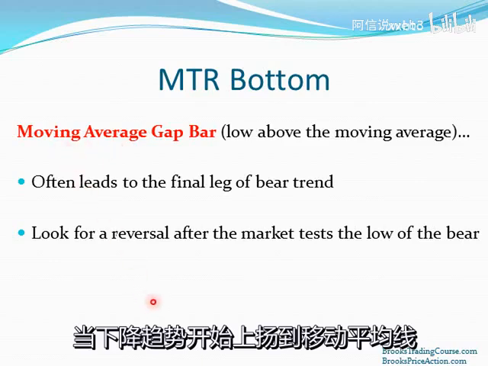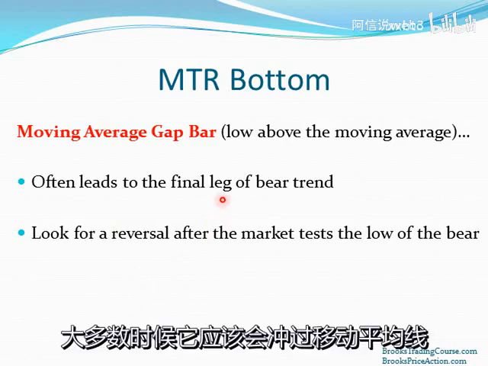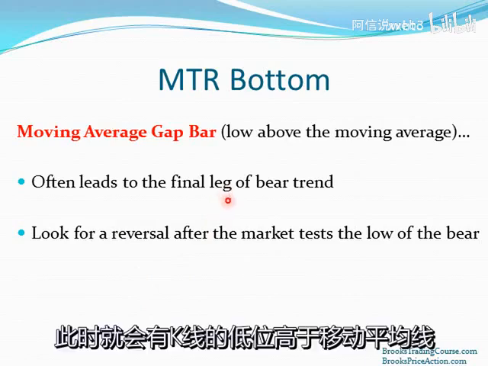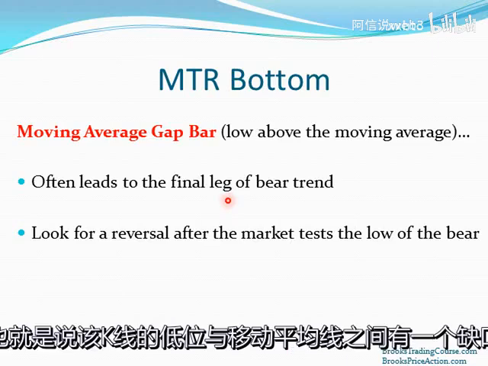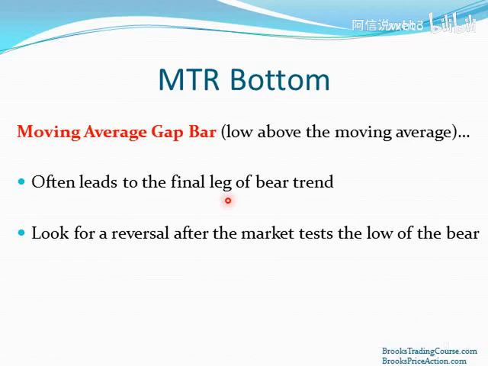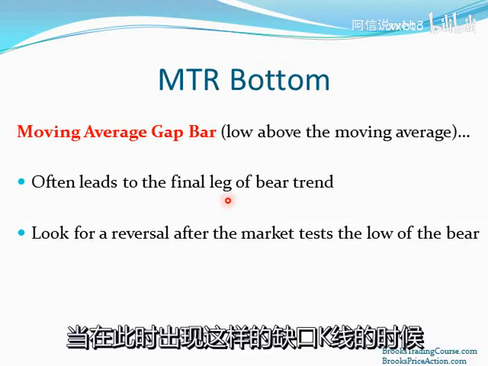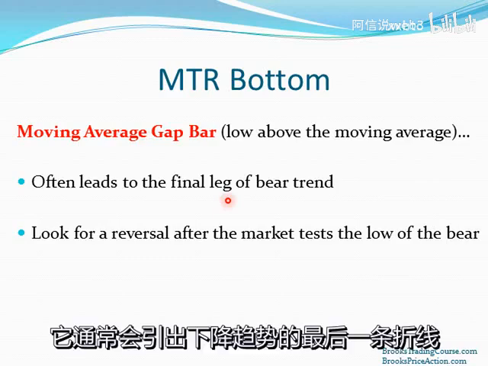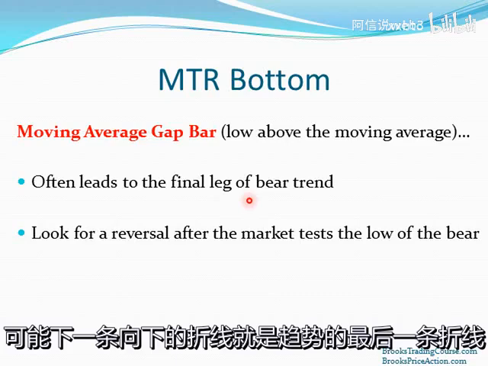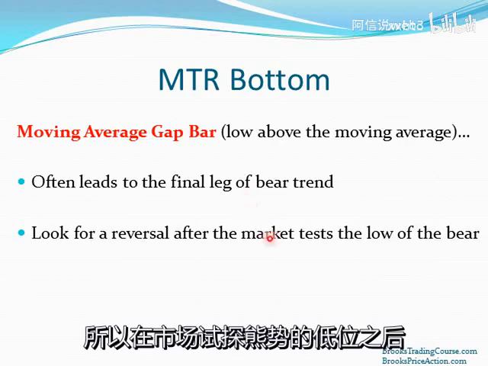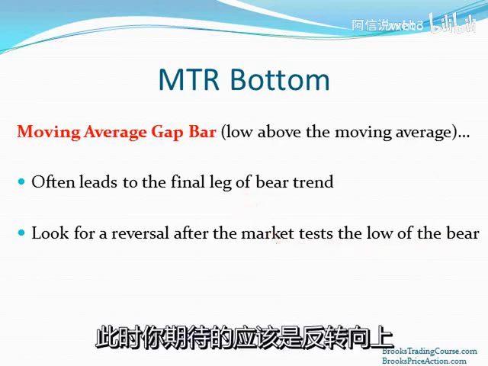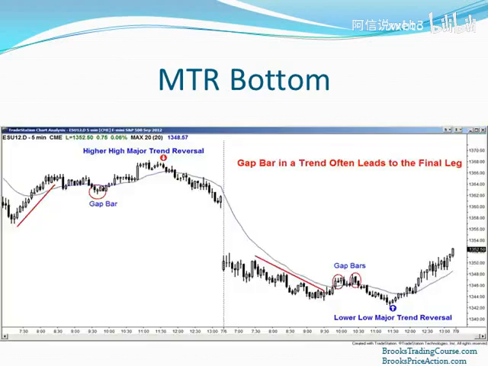Again, when a bear trend rallies to the moving average, a lot of times it'll go above the moving average, and you'll have a bar with a low above the moving average. In other words, there's a gap between the low of the bar and the moving average. Once you have a gap bar in a bear rally like that, it usually leads to the final leg of the bear trend. So it could be a sign that the next leg down might be the final leg. So you look for a reversal up after the market works its way back down to the area of the bear low.